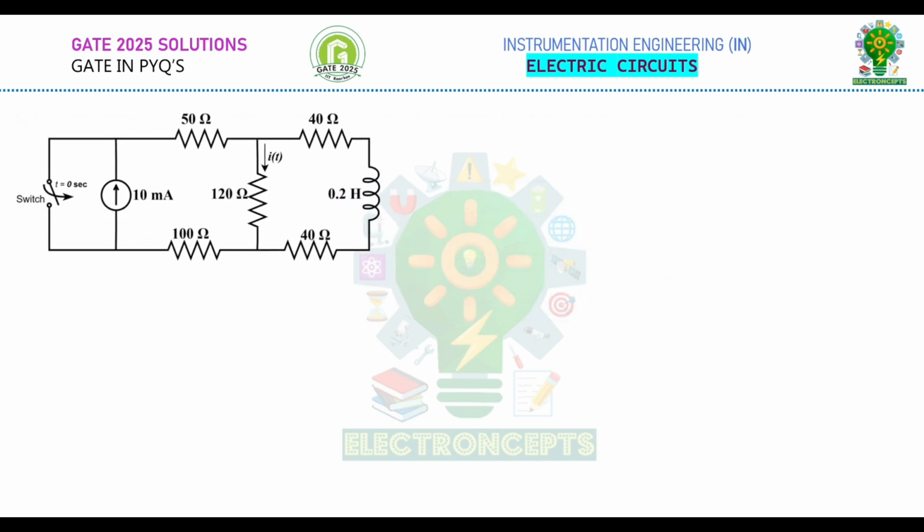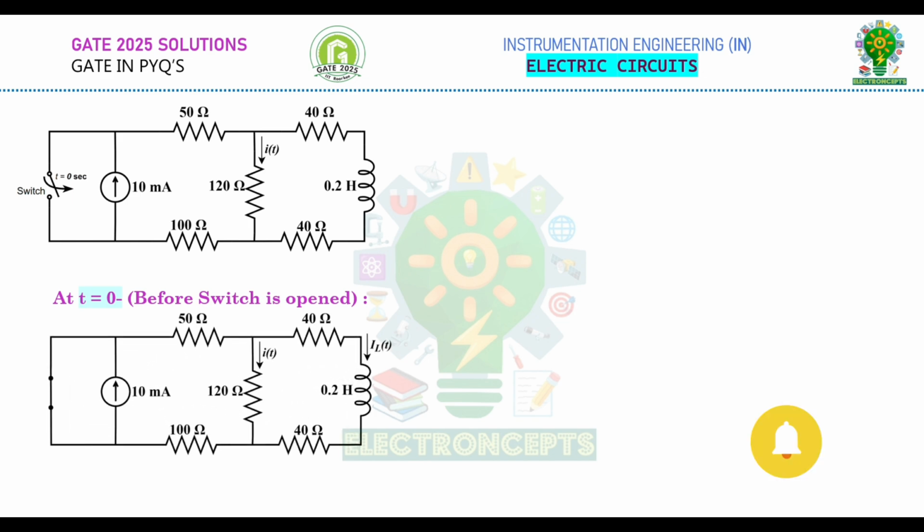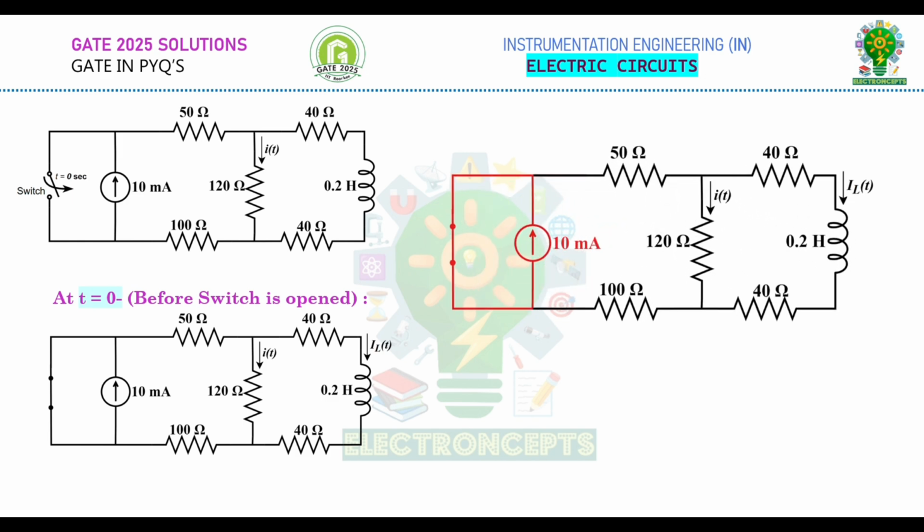First, let us calculate the initial value of current I of t at t is equal to 0 minus, that is before the switching action is done. The circuit can be represented as shown here. If you observe the circuit here, the 10 milliamps ideal current source is short circuited. Therefore, current flows only through the short circuited path. That means current does not flow through the resistors and inductor. Therefore, these resistors and inductor become redundant. And hence, we can say that IL of t and I of t are 0 milliamps.